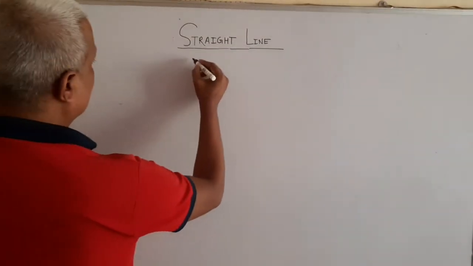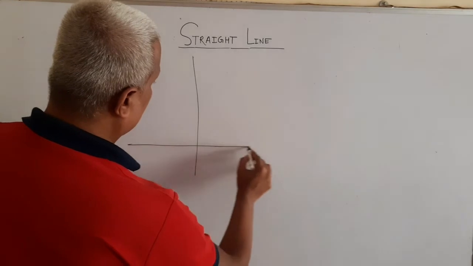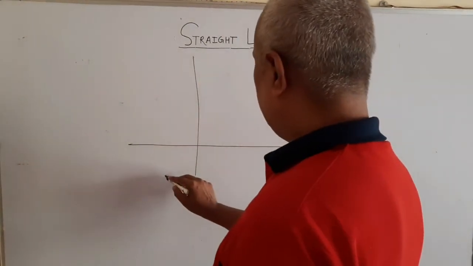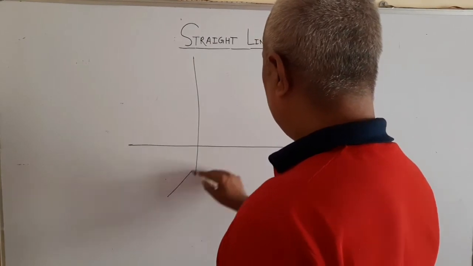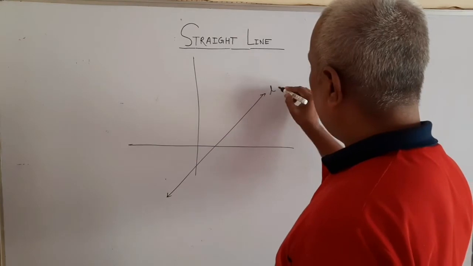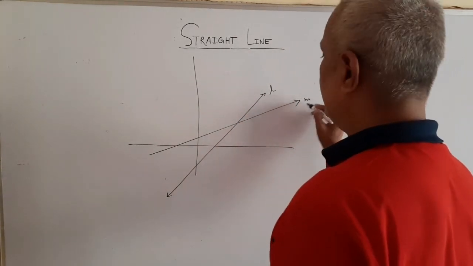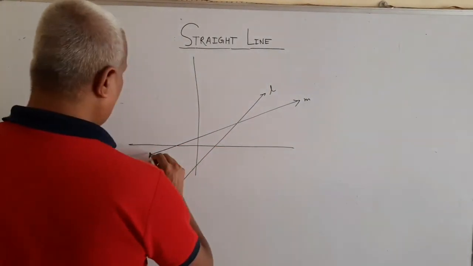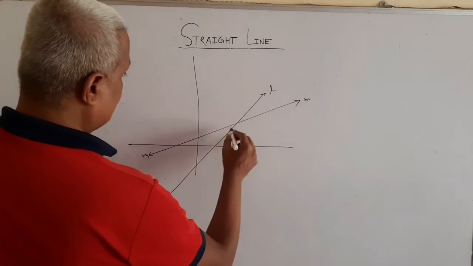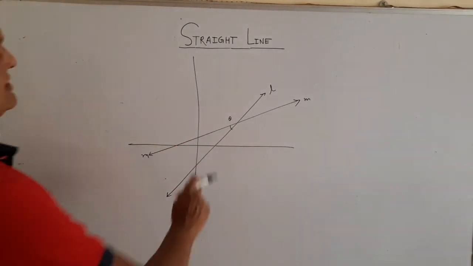Now here we are interested in finding out the angle between the two straight lines. Suppose I have a line which goes like this. This is line L, and there is another line which goes like this. This is line M. Now we are interested in finding out the angle between them, theta. I call it alpha theta. We will find.